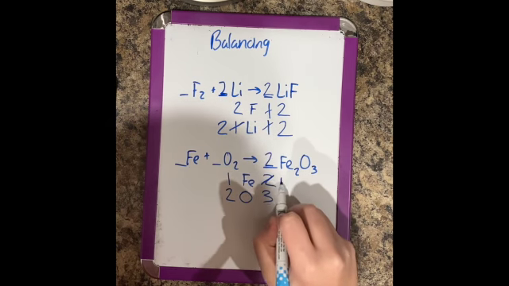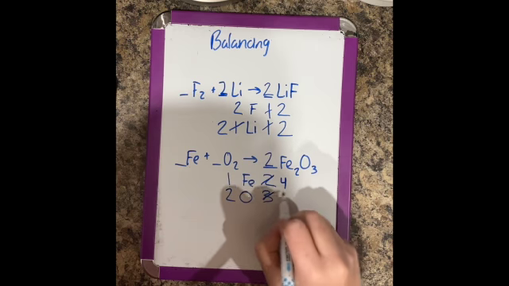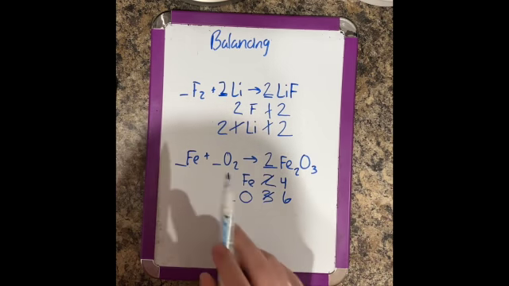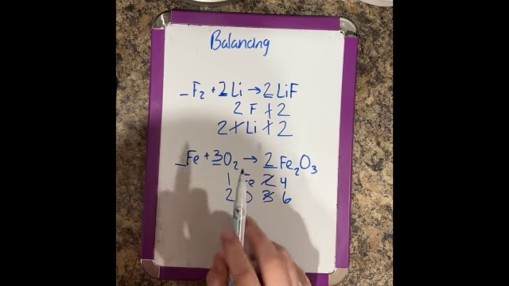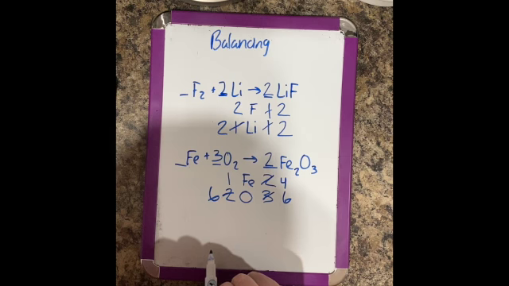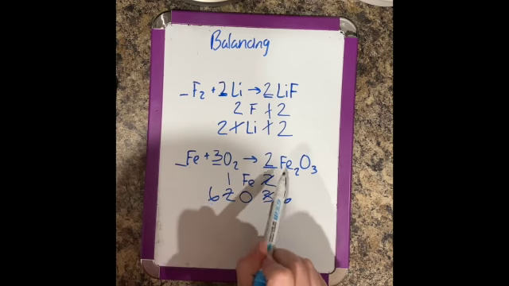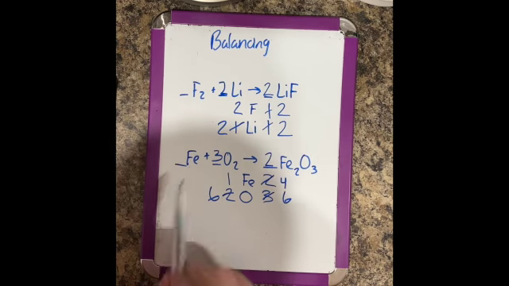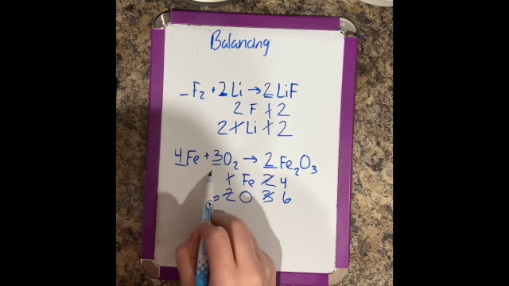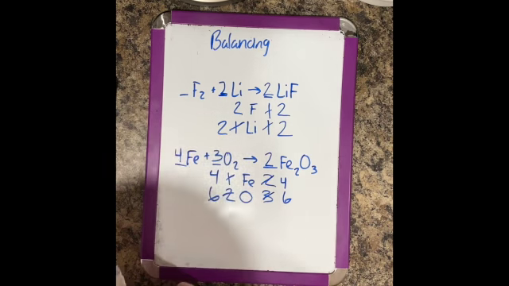So now we have 4 Fe and now we have 6 oxygen. So what times 2 is 6? Hopefully you said 3. 3 times 2 is 6, and so that would make oxygen even. Now iron or Fe we still need to make even. So we have 4 on this side. What times 1 equals 4? That would just be a 4. So that's how you would balance that one.